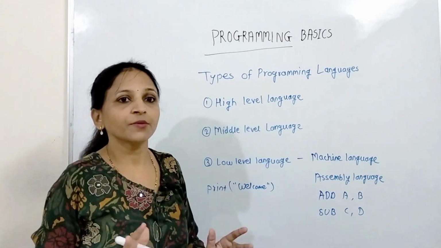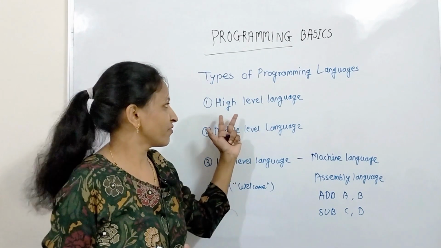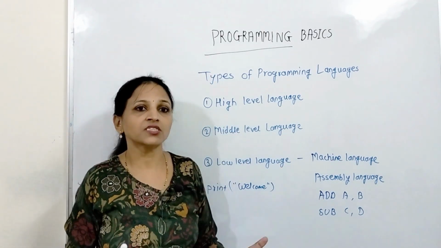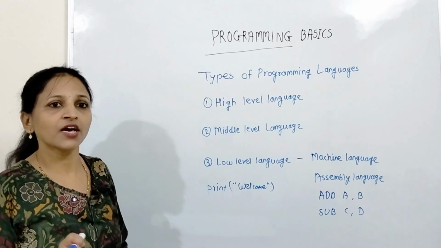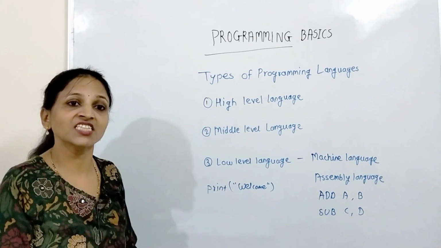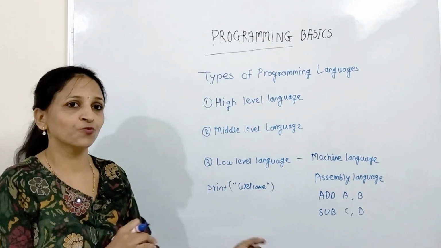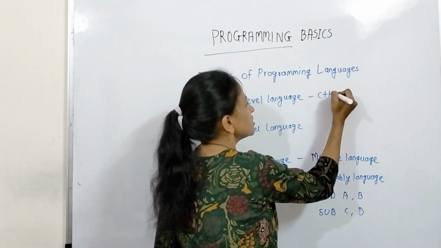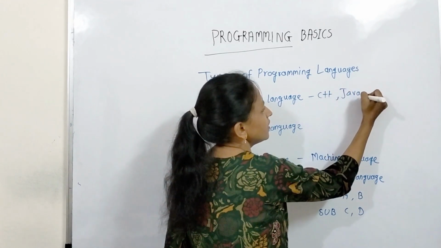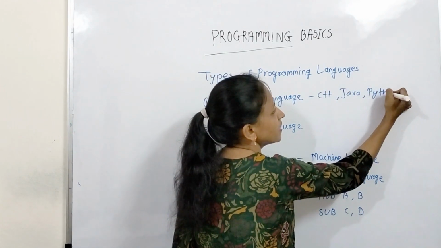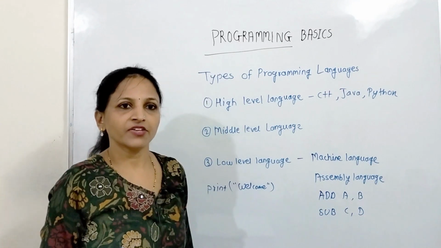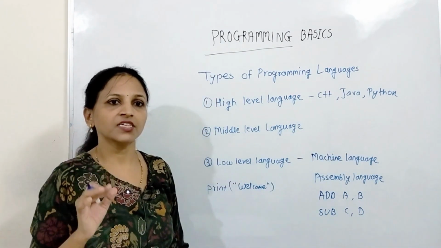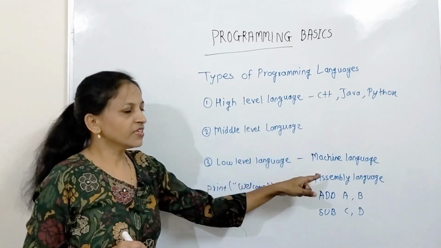Means if you are writing a program with the help of a high level language, then you can write it very easily, because the instructions defined in those high level languages are close to human. English-like words are used in that. For example, C++, Java, then Python. These are examples of high level languages. If you are writing code using these languages, then it is very easy as compared with machine language.